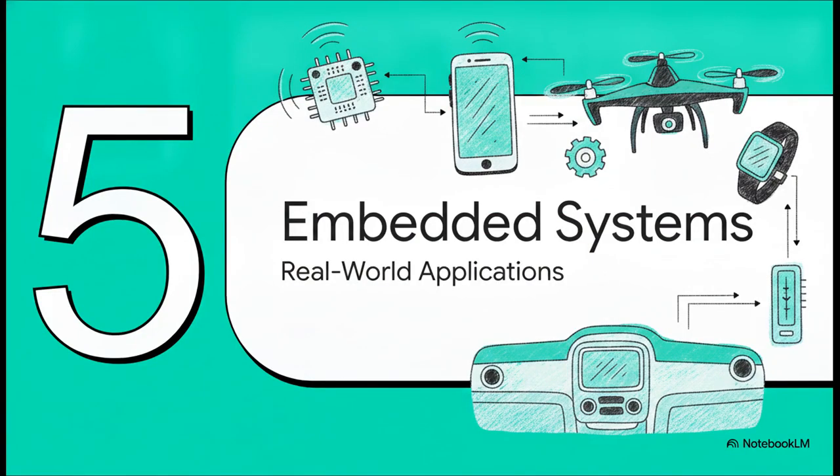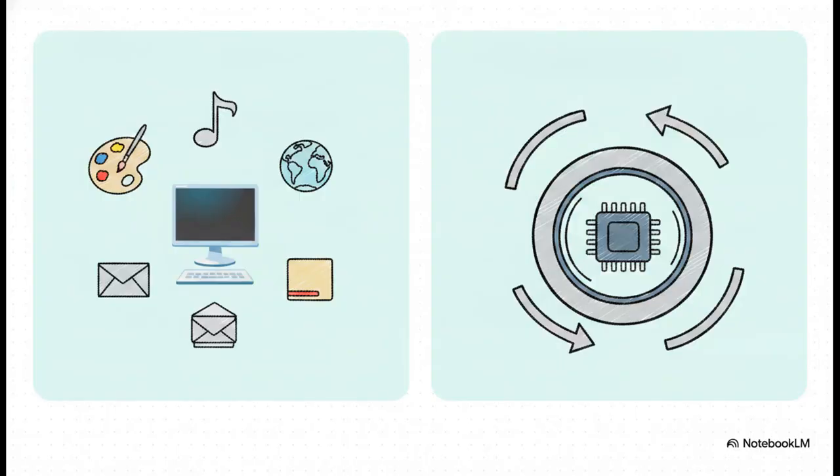Section 5. The world of embedded systems. Finally, let's step outside the abstract desktop PC and look at how this architecture is applied in the real world. It's a huge misconception that all our smart devices are computers in the traditional sense. A true general-purpose computer is multifunctional. You can completely change its software to do entirely different tasks.